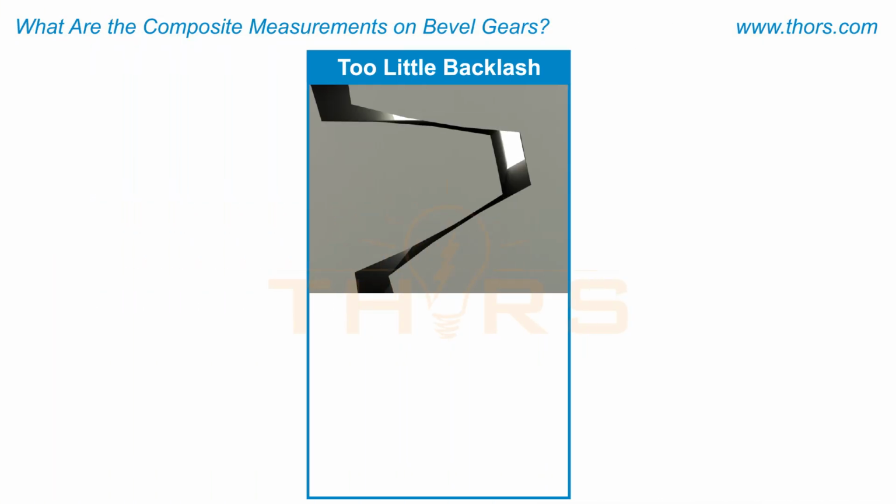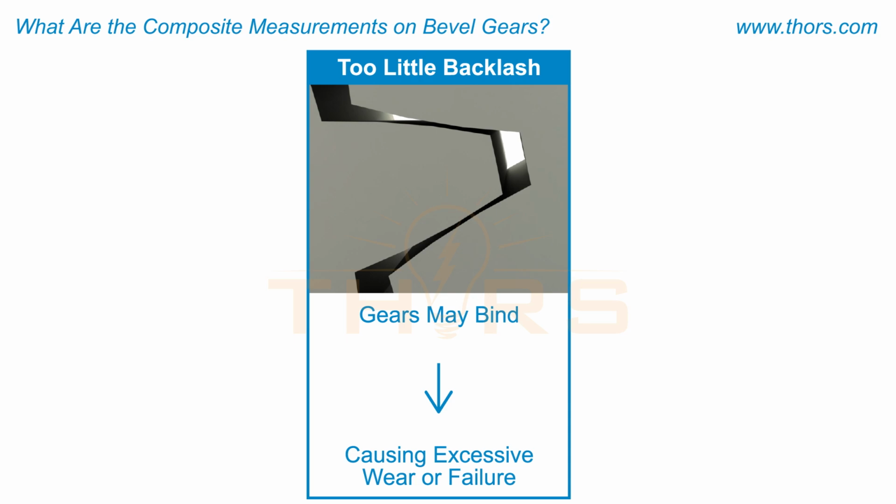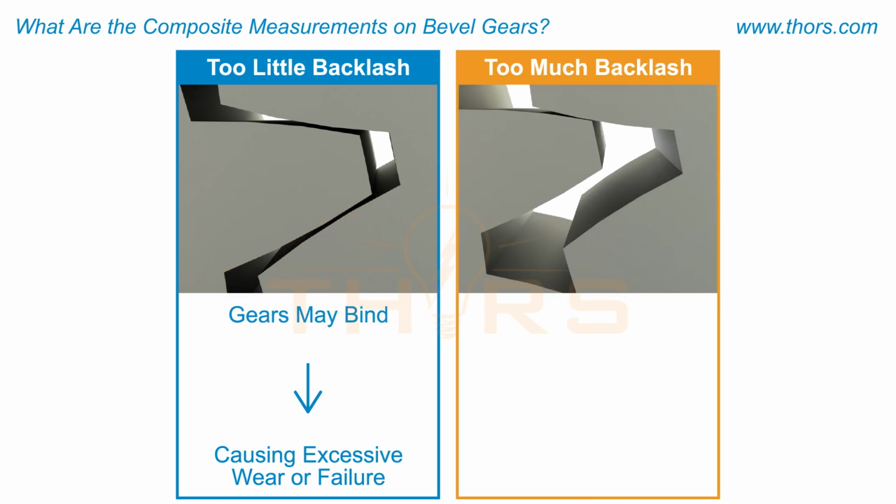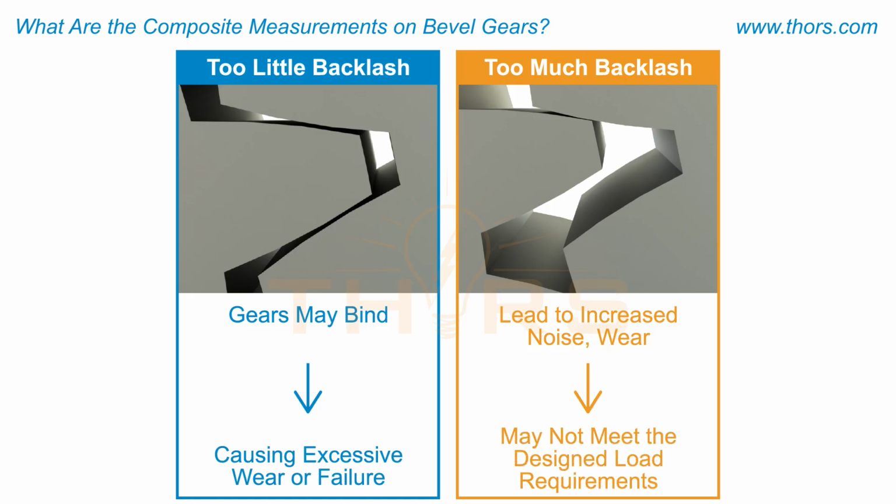Setting the correct amount of backlash is critical for smooth and efficient gear operation. If there is too little backlash, the gears may bind, causing excessive wear or failure. If there is too much backlash, it can lead to increased noise, wear, and the gear set may not meet the designed load requirements.